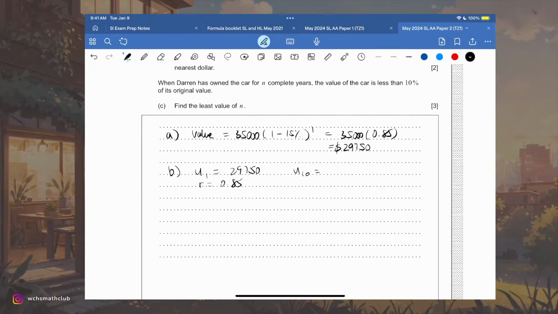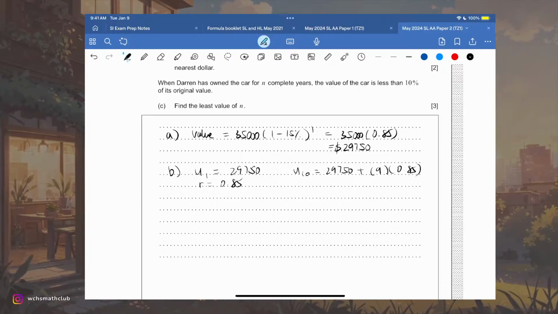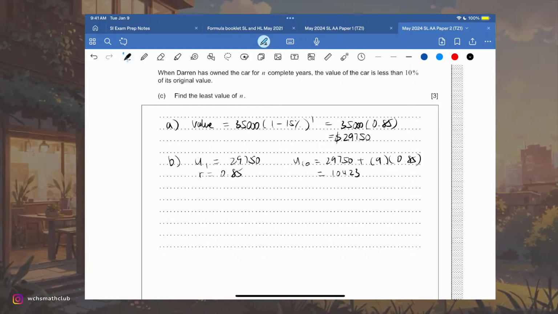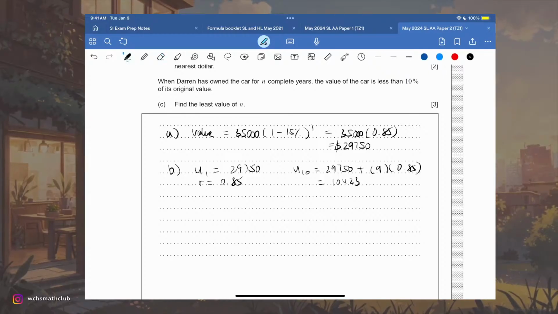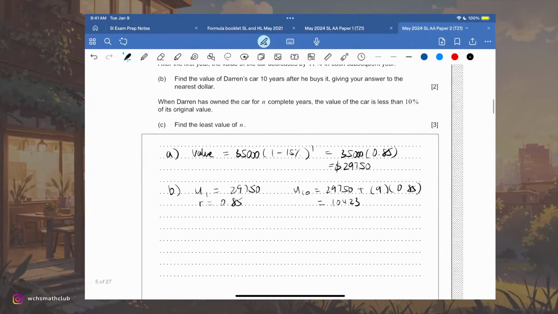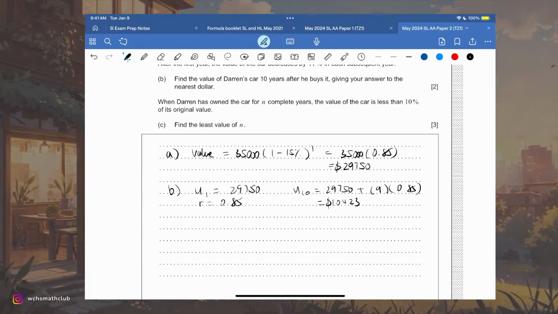How we can do this is U10 equals the first term, so 29750, plus 10 minus 1, which is 9, and then times 0.85. Plug this into your calculator, and the value you get should be 10423.103 or something. Because the question asks you to give your answer to the nearest dollar, you just leave the answer like this, and make sure to add dollar signs before it, so it has a unit.